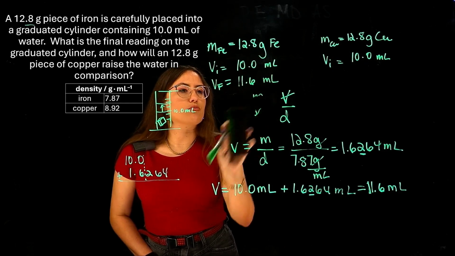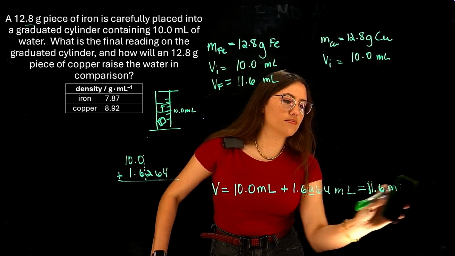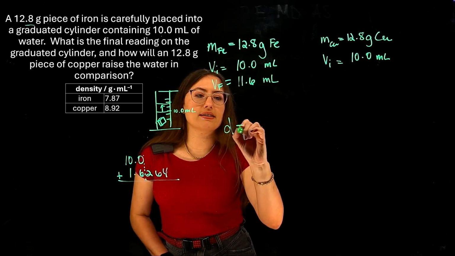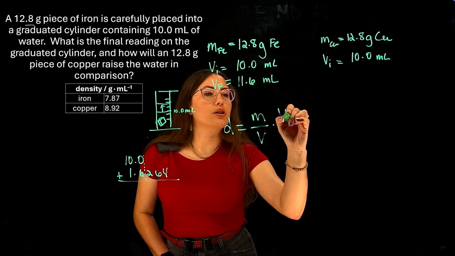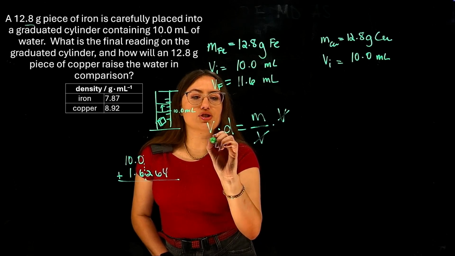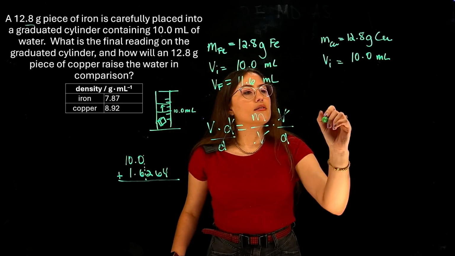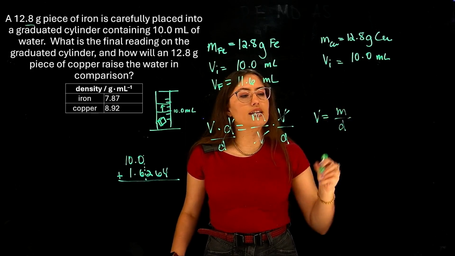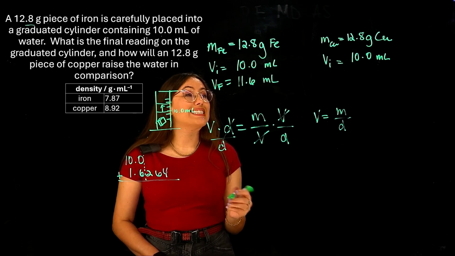I shouldn't have erased that, but that's fine. I'll write it again. We're going to be doing the same steps. We'll start with density, mass over volume. We're looking for the volume of our metal. Volume cancels out by multiplying it to each side. Divide each side by density. And we will get volume is equal to mass over density.